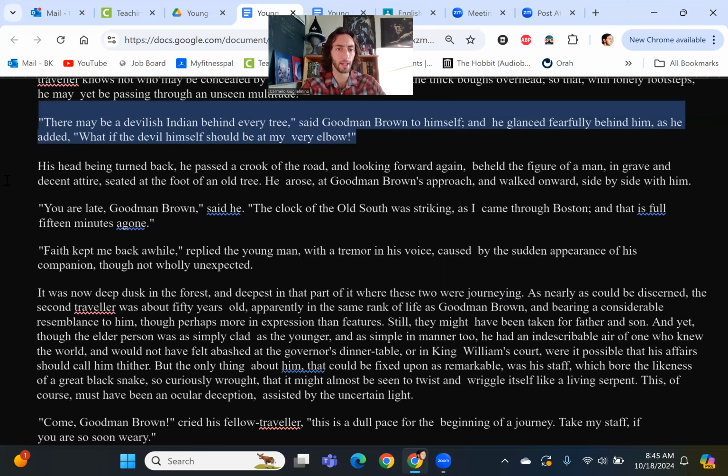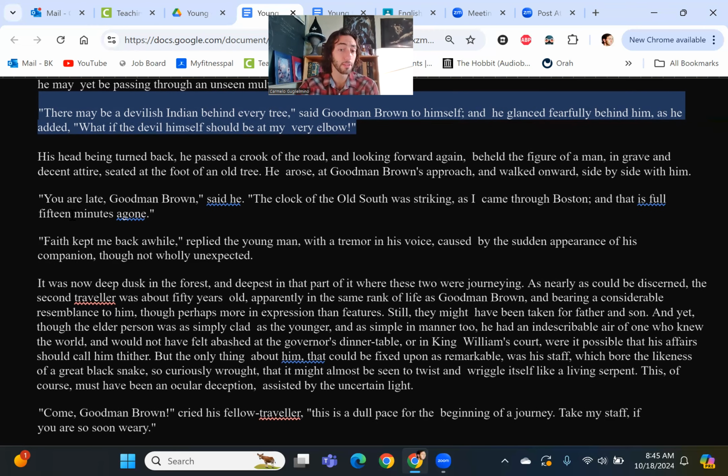He beholds the figure of a man in grave and decent attire, seated at the foot of an old tree. The guy gets up, and says what? "You are late, Goodman Brown," he said. "The clock of the Old South was striking as I came through Boston, and that is full 15 minutes agone." "Faith kept me back a while," replied young Goodman Brown, with a tremor in his voice caused by the sudden appearance of this companion, though not wholly unexpected. Okay, so his companion, not unexpected, appears sitting at the base of a tree.